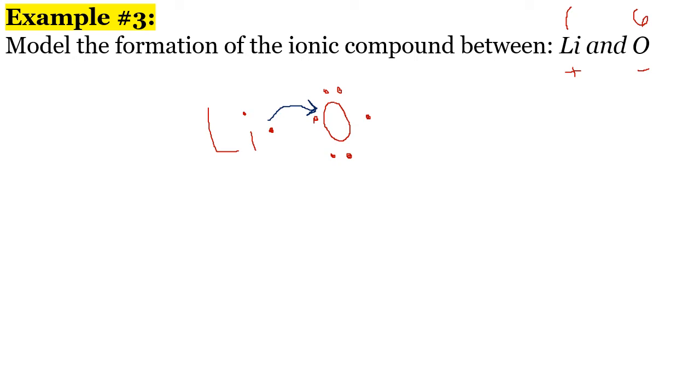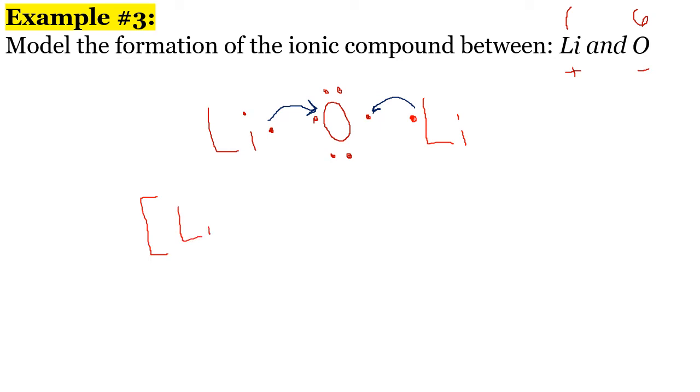Oxygen's not happy, though, because it doesn't have 8 yet, so we need another lithium with another valence electron, and we're going to go ahead and transfer that over. So now each of the lithiums have lost their valence electrons, and oxygen has gained the 2 electrons that it needs to have 8, so everybody's happy. So let's go ahead and write out what this looks like.